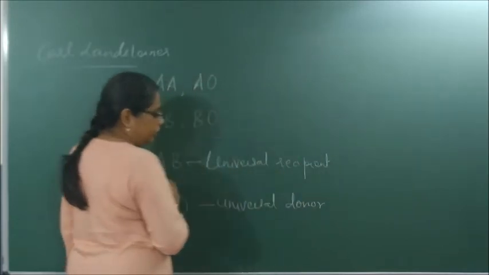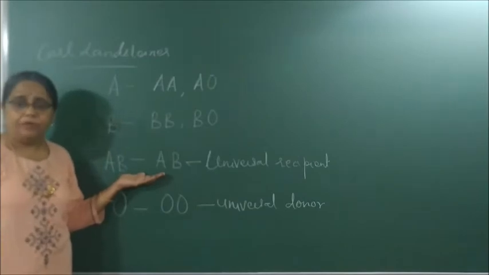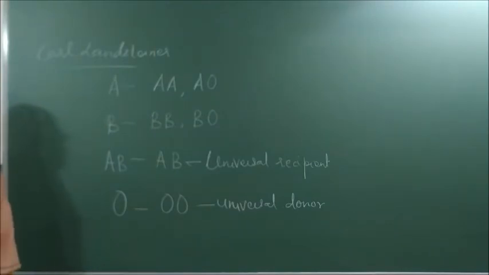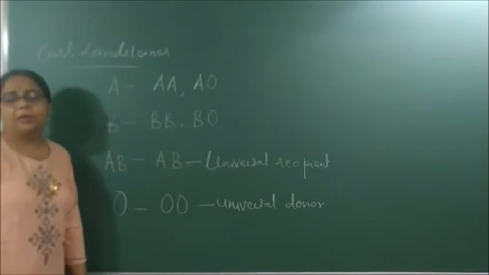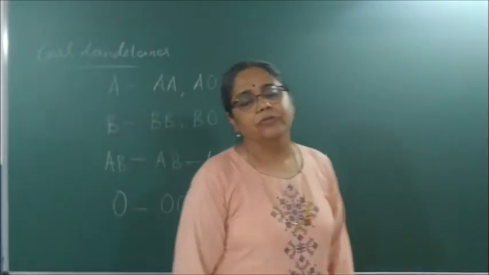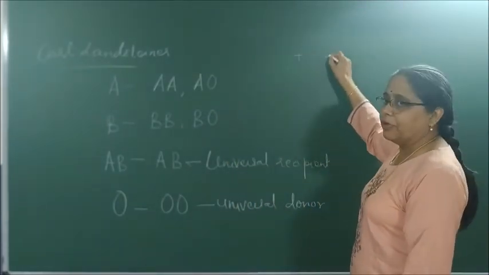AB can take blood from all and O can give blood to all the people. Okay, but when you have heard anyone talking about blood groups, you will generally find they say, I am AB positive, I am A positive, I am O negative, I am O positive. So where does this positive and negative come from?